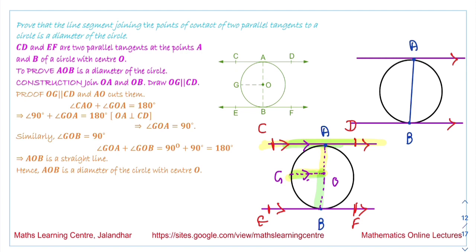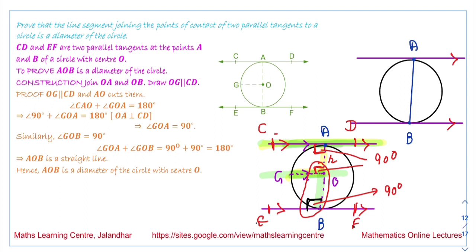Now if OA is the radius and CD is the tangent, then this angle over here is 90 degree. Similarly, if EF is the tangent and OB is the radius, then this angle at B is 90 degree. By the construction, we have this line CD and GO, both of these lines are parallel to each other. It means this angle at O is also of measure 90. Both these angles are of 90 degree, and this angle is also of measure 90 degree. It means these two angles are equal to each other.